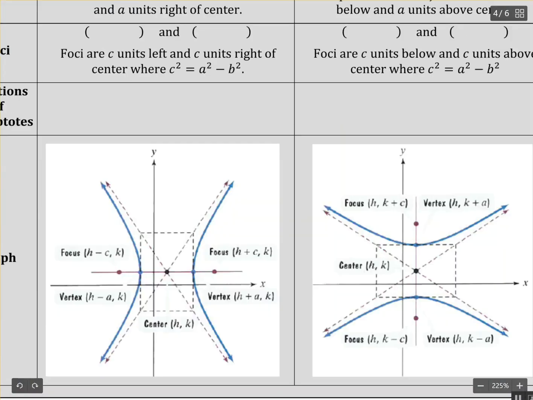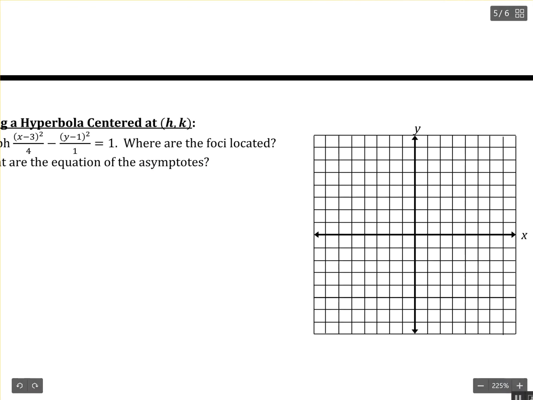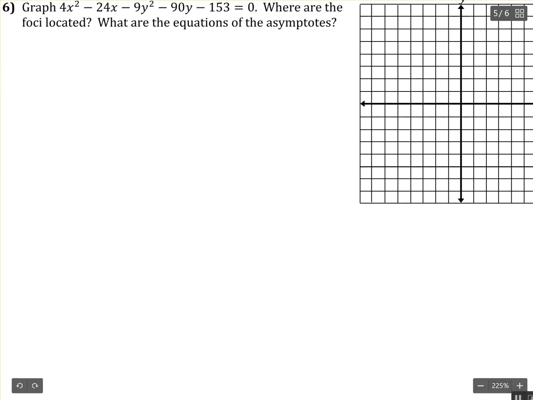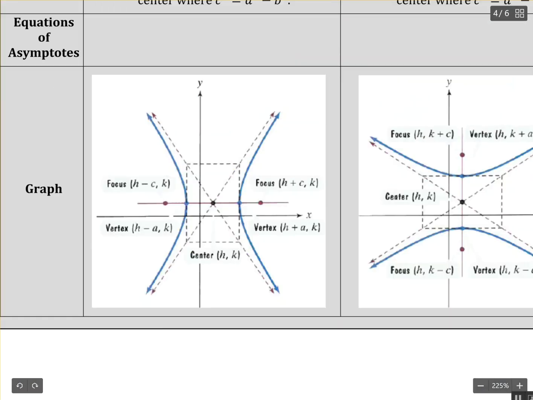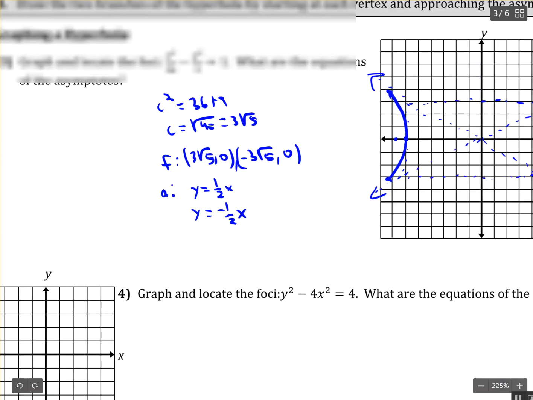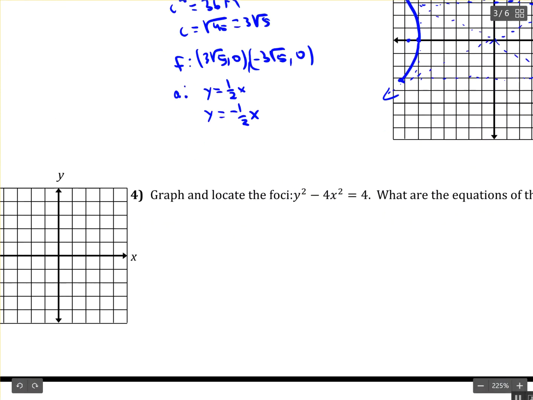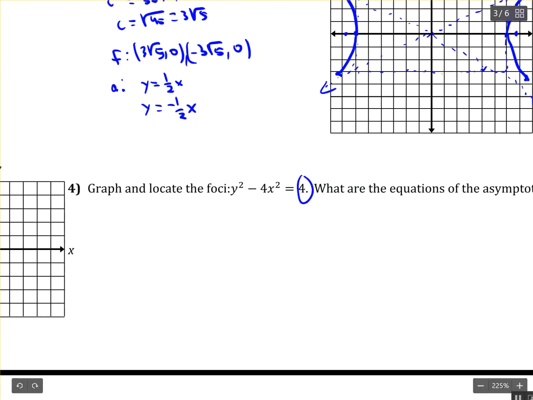So, first thing we're going to do here is divide by 4. We're dividing by 4 because that's the number on the right, so just divide everything by that number. So you get y squared over 4 minus x squared equals 1. Notice you can think of x squared as x squared over 1 if it helps you. So graph and locate the foci.